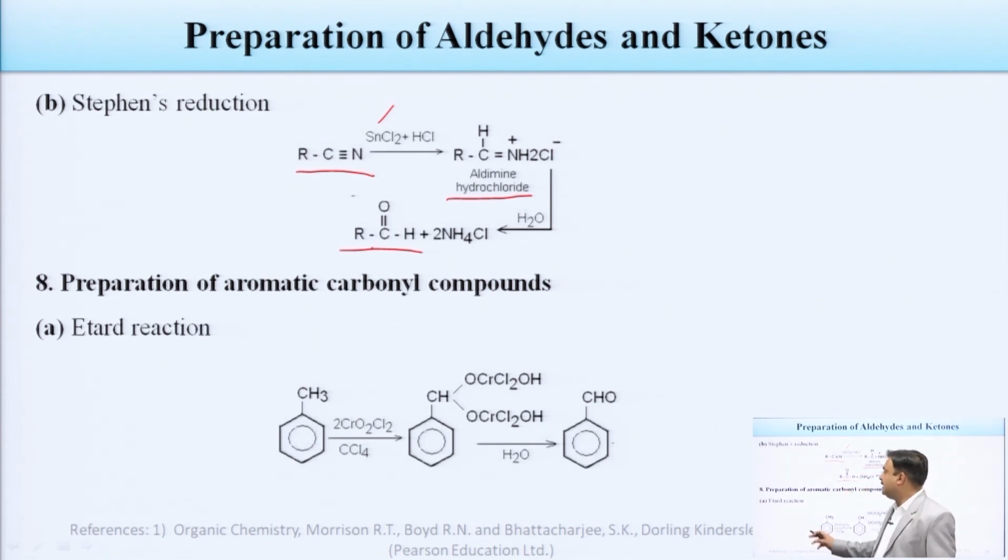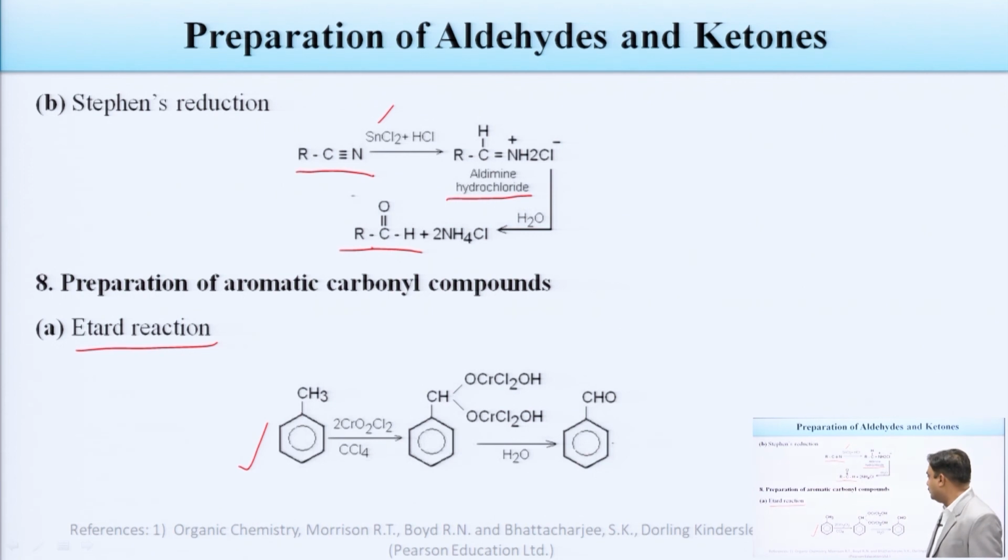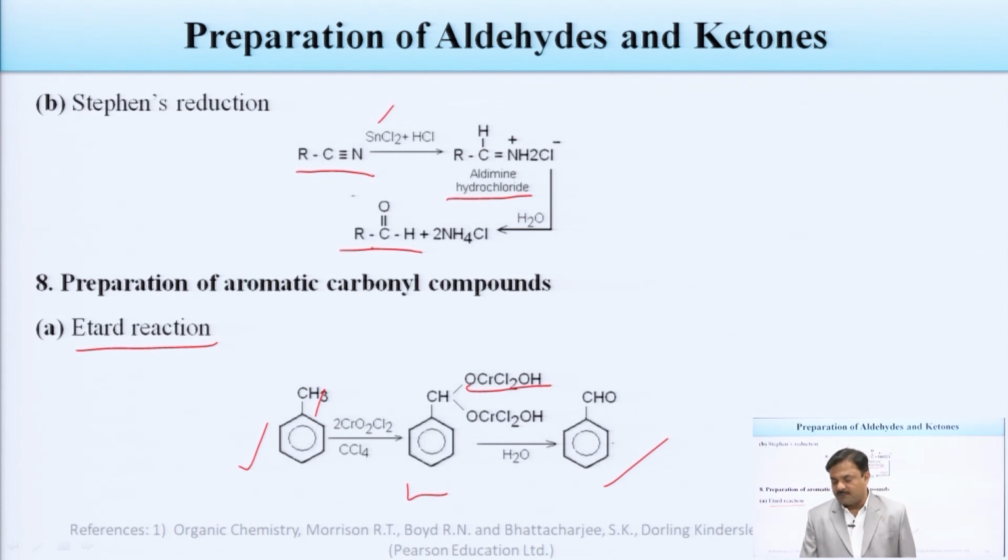The next method involves aromatic compounds as substrates for the preparation of aldehydes and ketones. The first reaction is named the Etard reaction. Here you can see toluene is being used, and in the presence of a strong oxidizing agent it will be oxidized. As you can see, 2H from this toluene will be removed, and in its place we are adding OCrCl2OH. That particular molecule on hydrolysis will provide the benzaldehyde molecule as the end product.